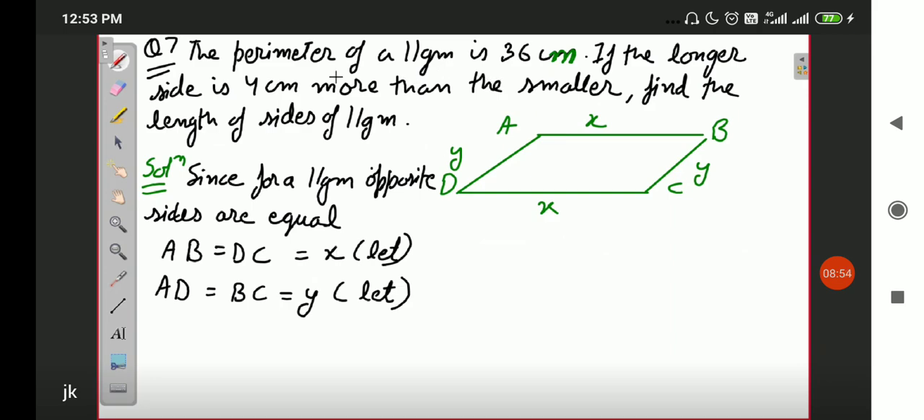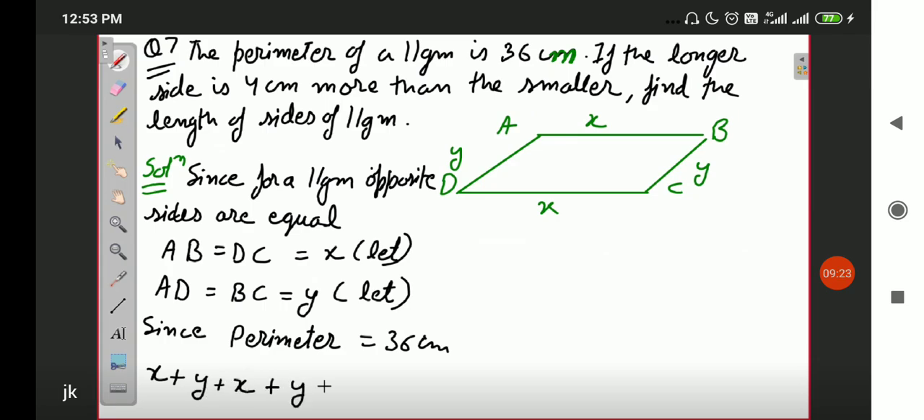Let us see the question. In the question, it is saying that the perimeter of the parallelogram is 36 centimeter. So what are the sides of this parallelogram? AB is x plus BC is y plus CD is x plus AD is y. The sum of all these sides should be equal to 36 centimeter.